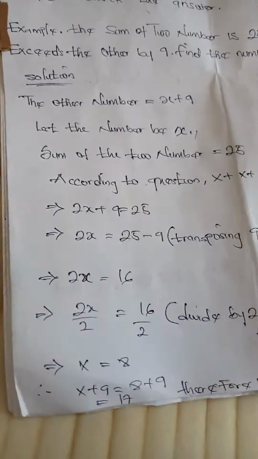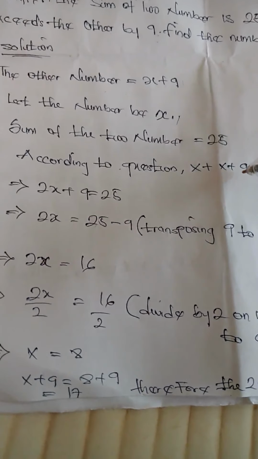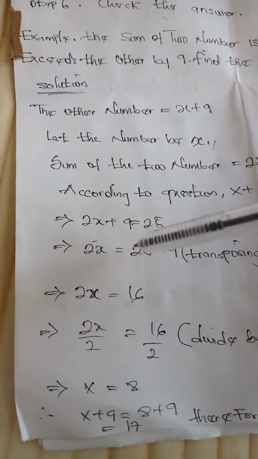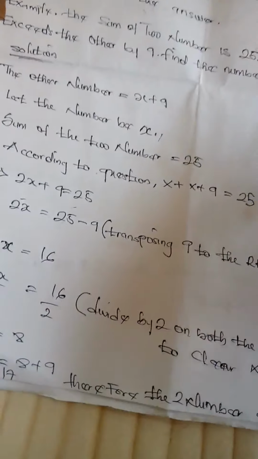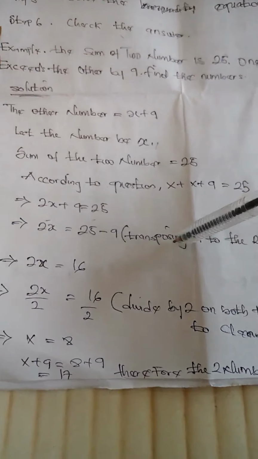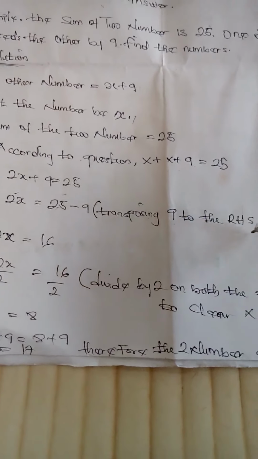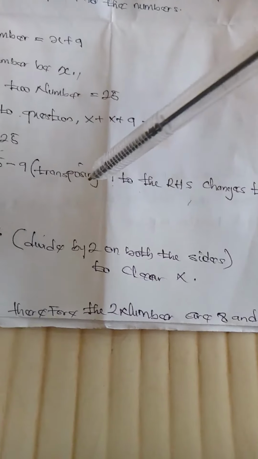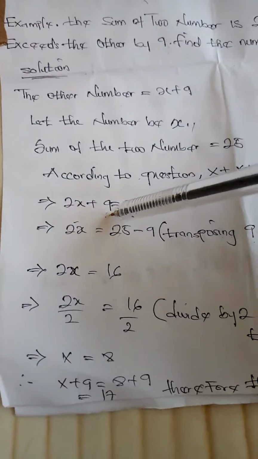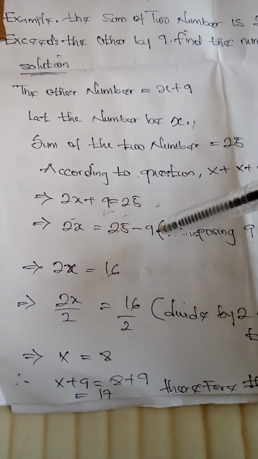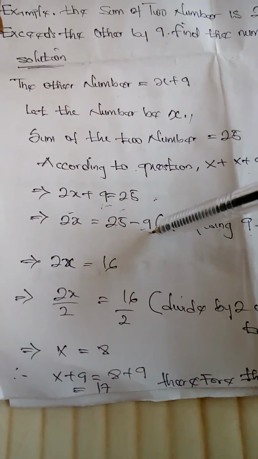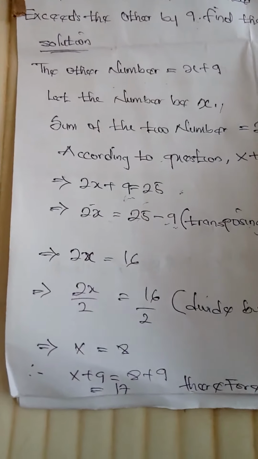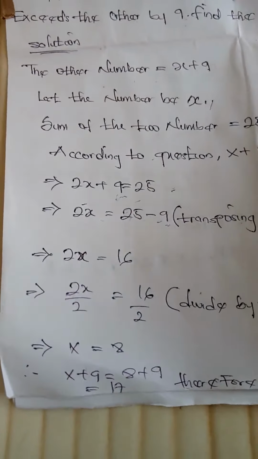So now we solve. x plus x gives us 2x plus 9. Now you collect like terms here. Transpose 9 to the right hand side, and it changes to minus 9. So now I have 2x equals 25 minus 9. That gives 2x equals 16, because 25 minus 9 is 16.